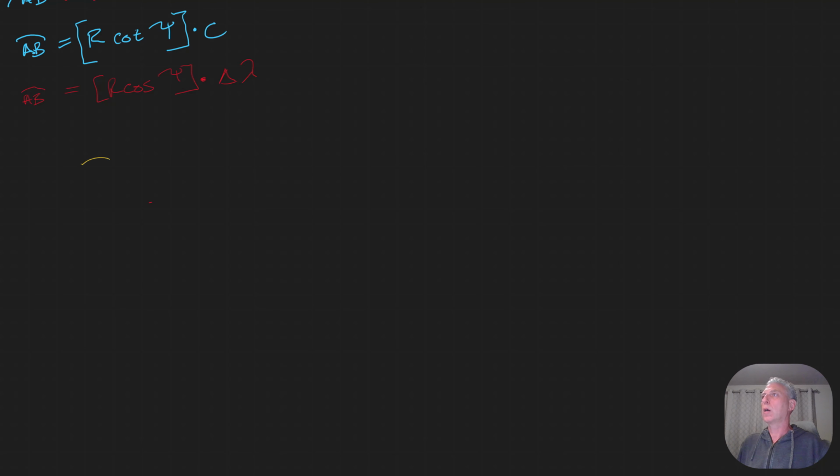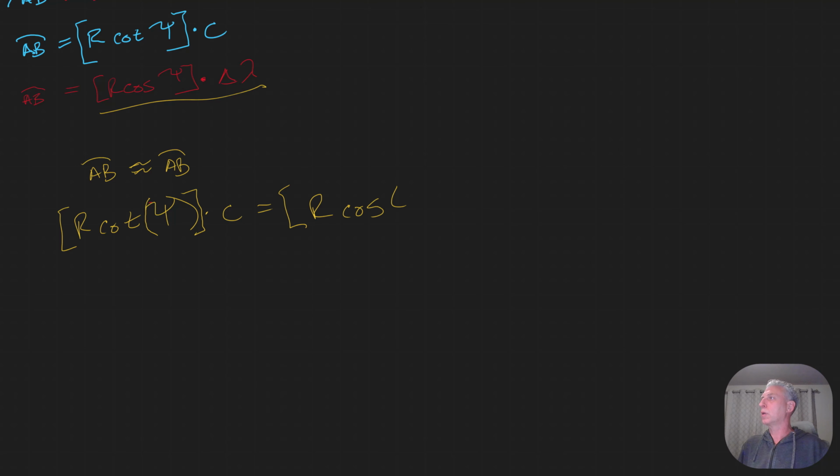So we have arc AB equals arc AB of the two different forms. Really, they're approximately equal, I might as well just write that. Approximately equal, but going forward they'll be equal. And we have the first one, R times the cotangent of psi times c equals this one, R times the cosine of psi times delta lambda.